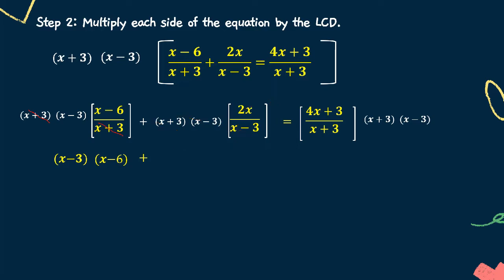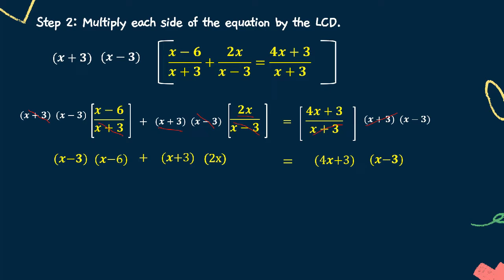Here we still apply the butterfly method. Observe that the common factor is x minus 3, so we cancel it out. The remaining factors are x plus 3 and 2x. On the other side, we simply copy the equal sign. Draw butterfly wings. Observe that the common factors are x plus 3 and x plus 3, so we cancel out x plus 3. The remaining factors are 4x plus 3 and x minus 3.